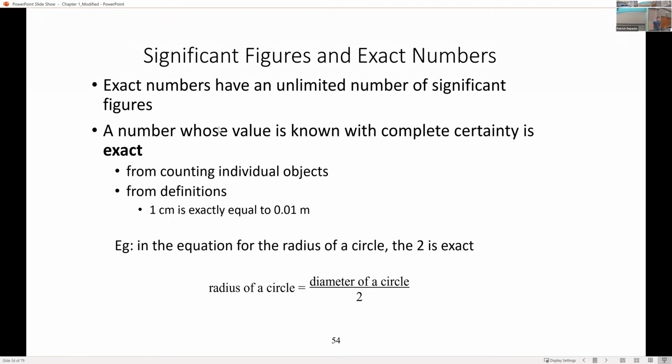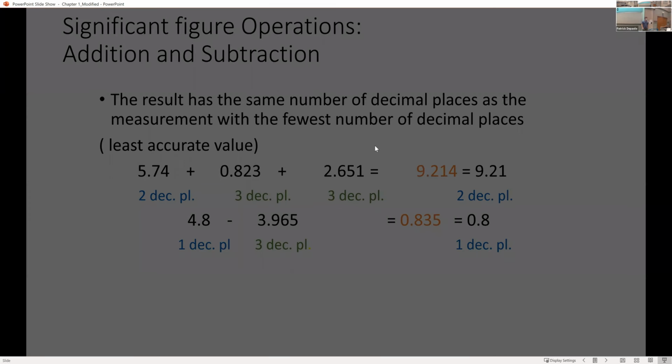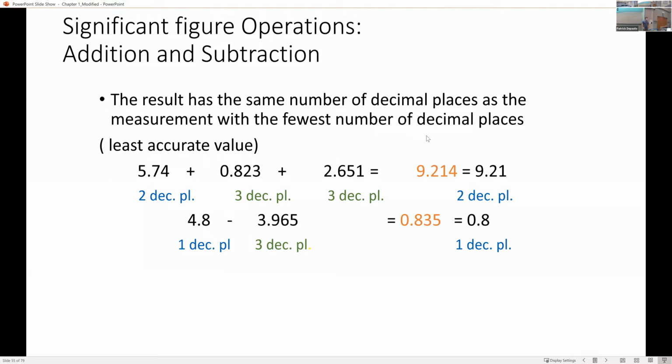Then you have the radius of a circle, that's a formula. Pi is an exact number. It's not measured. No one measured pi. Well, you can't really measure pi. It exists as it is. You get philosophical here, but it exists. Okay. So another important skill we will learn about quickly, the significant figure operations.